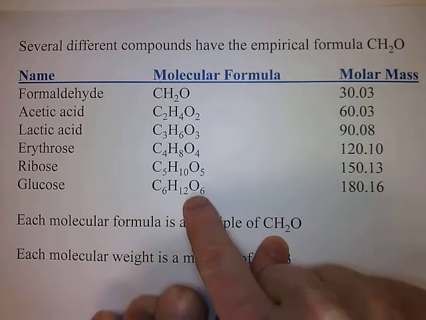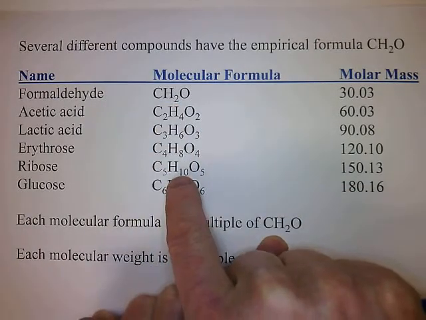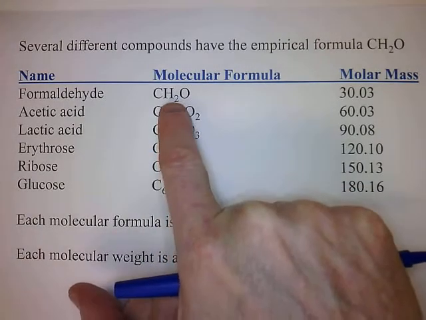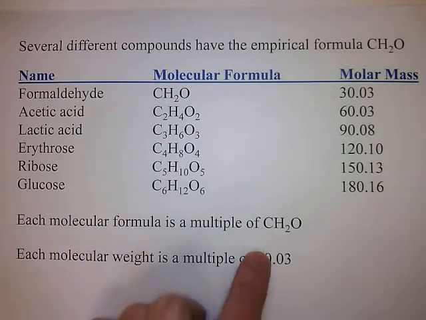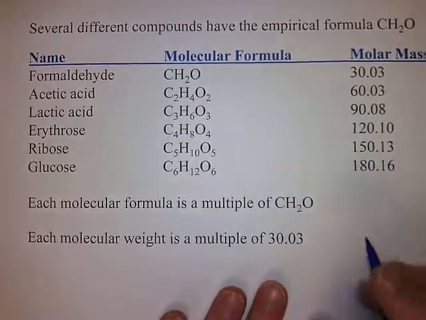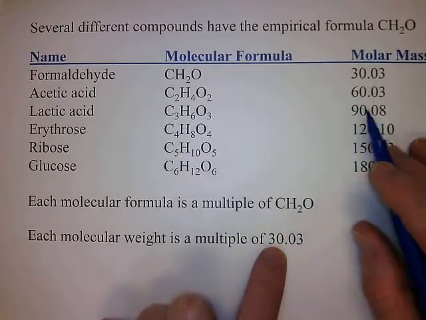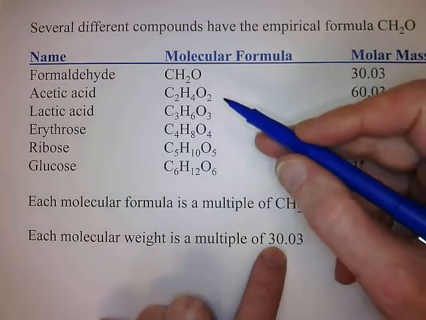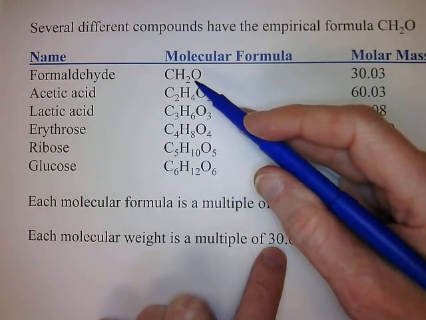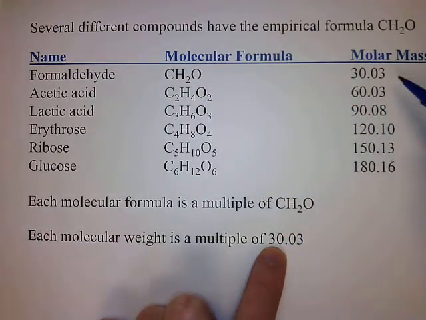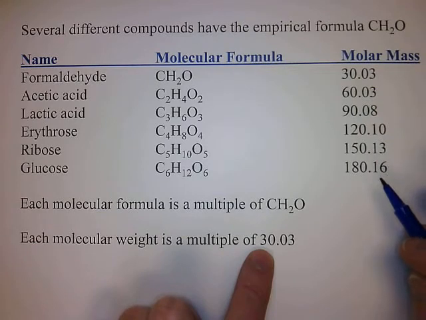We can divide this formula by 6, and we'll get CH2O. Divide this formula by 5, we get CH2O. Divide this formula by 4, CH2O. But note, each of these is a multiple. Each of the molecular weights is a multiple of 30.03. Just like each of these formulas is a multiple of CH2O, each of these molar masses is a multiple of the 30.03.